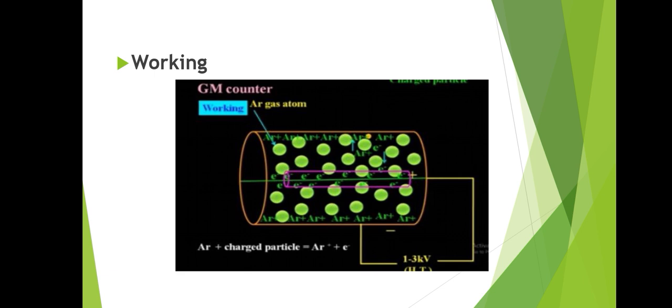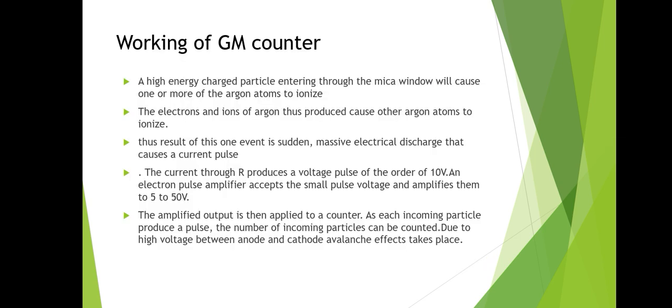Working of GM counter. In this cylinder, 90% argon and 10% ethanol are present, and a high voltage of 1 to 3 kilovolt is applied. The cylinder carries positive charge and the tungsten wire carries negative charge.